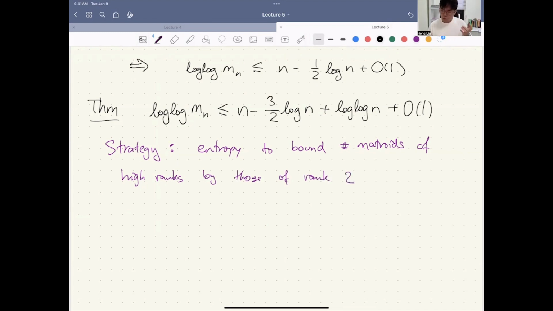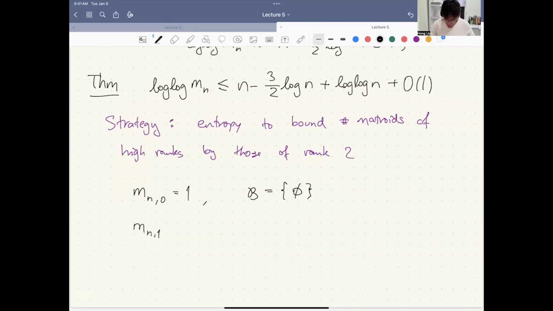What does this mean? Well, to warm up, let's first see the number of matroids of very low rank. This is the number of matroids of rank 0. Rank 0 means the largest basis has size 0. The only set of size 0 is the empty set. So that means this is 1, because B has only one choice. You have to take the empty set. This is a single base of size 0.